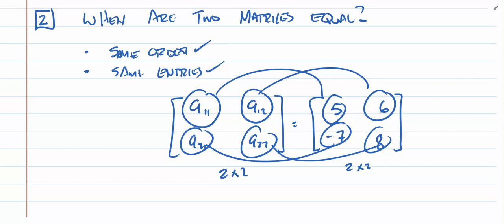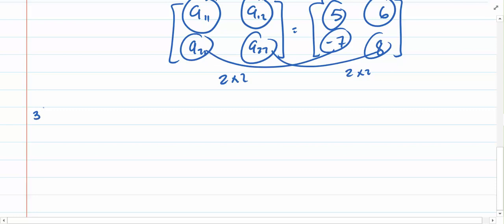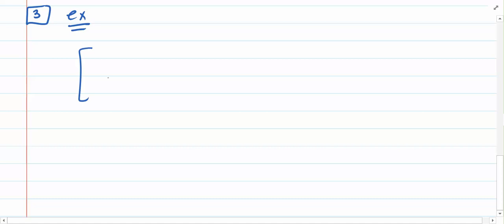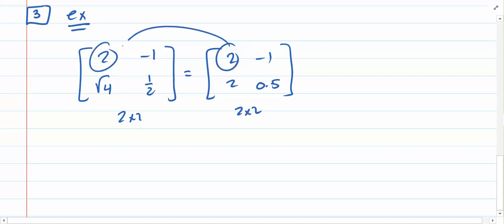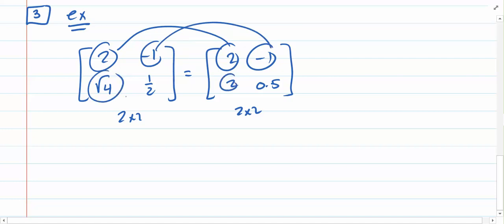As another example, 2, -1, the positive square root of 4, and a half. Is that equal to this matrix: 2, -1, 2, 0.5? It really, literally is. This is a 2 by 2, and this is a 2 by 2, so they both have the same order, and every single corresponding entry is the same. Therefore, these two matrices are equal. If I'm taking the principal square root of 4, and of course a half can be represented as 0.5.